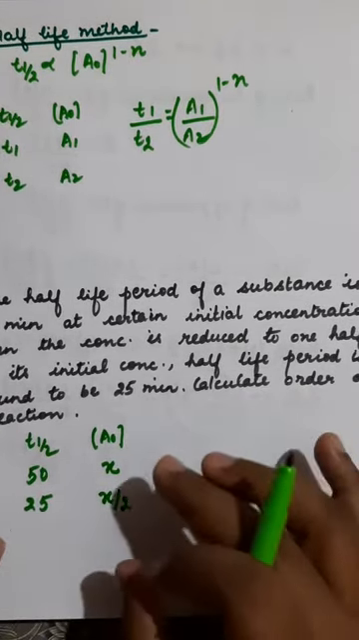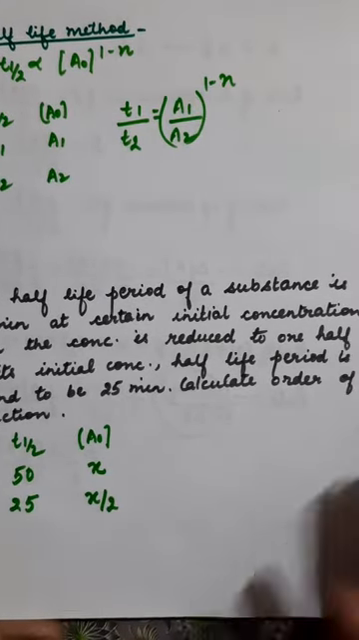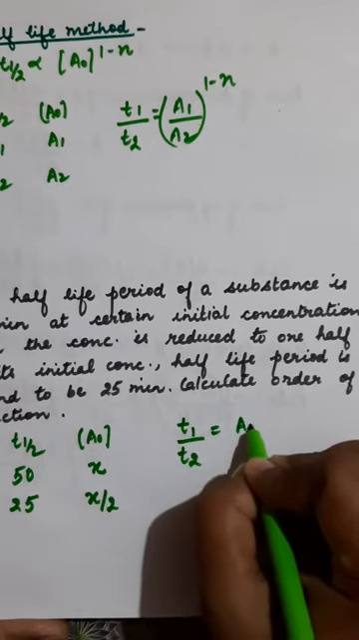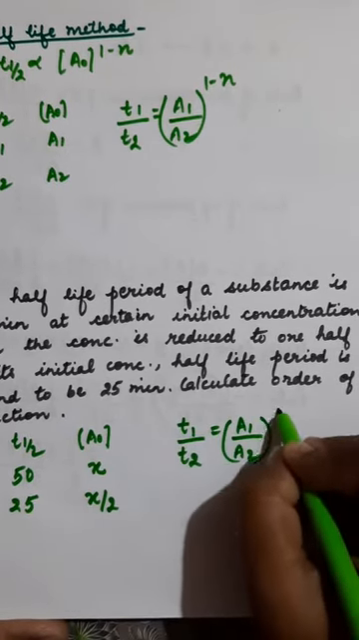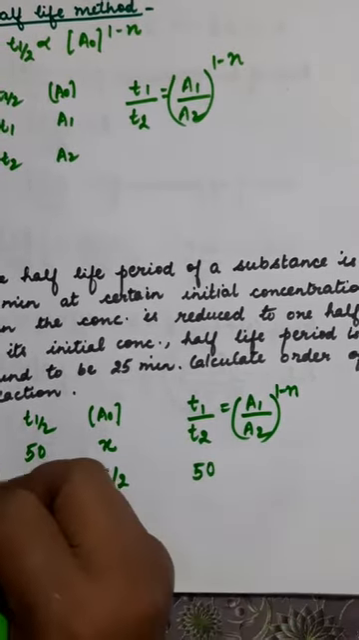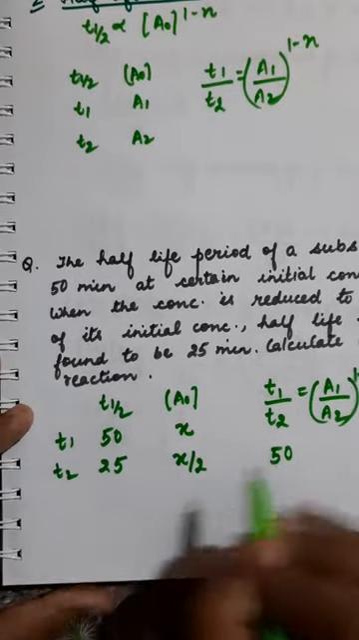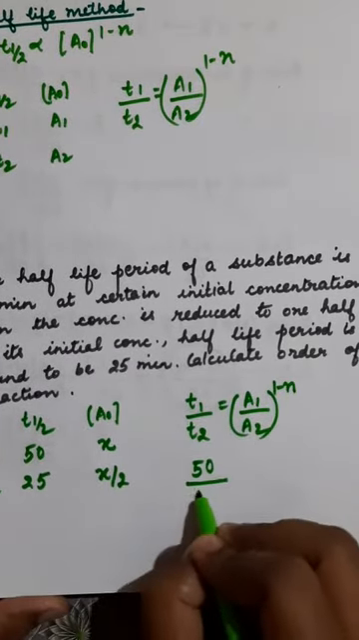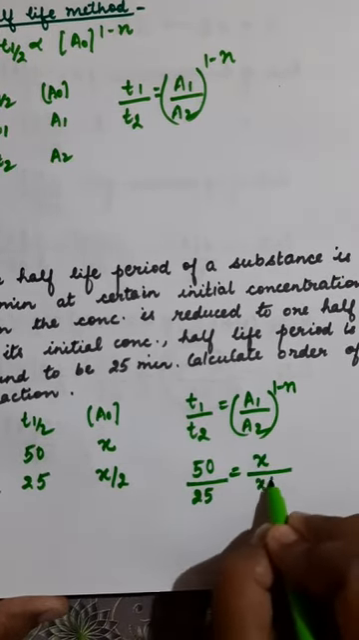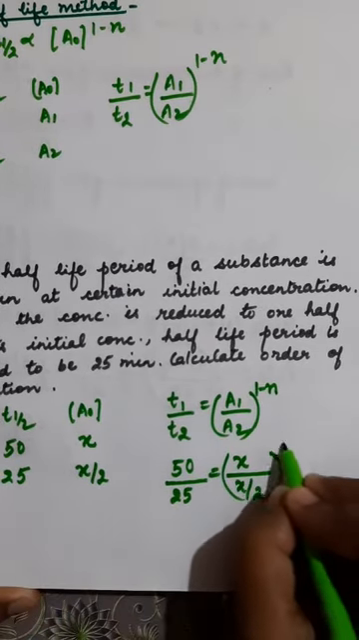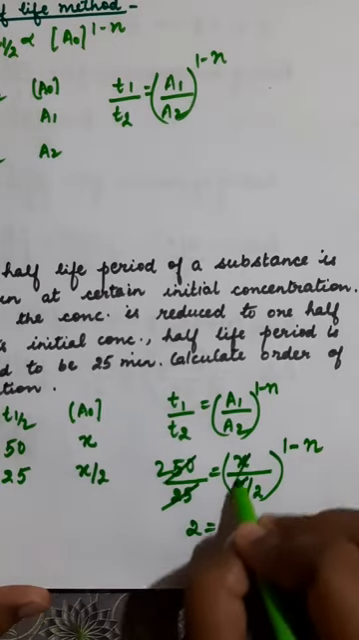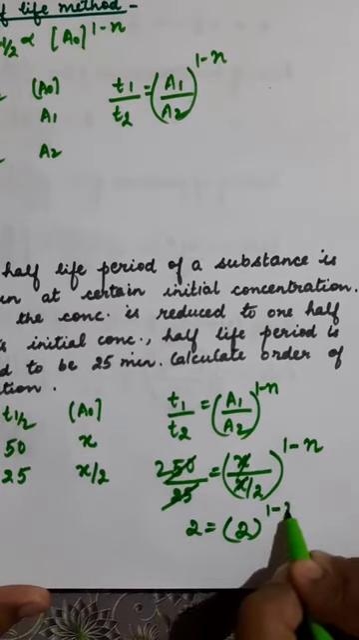This data is given. Using this data you have to find out the order of the reaction. So we will write the relation: T1 upon T2 is equal to A1 upon A2 to the power 1 minus n. T1 is given 50, T2 is given 25, A1 is given X, A2 is given X by 2, to the power 1 minus n. It becomes 2 is equal to 2 to the power 1 minus n.